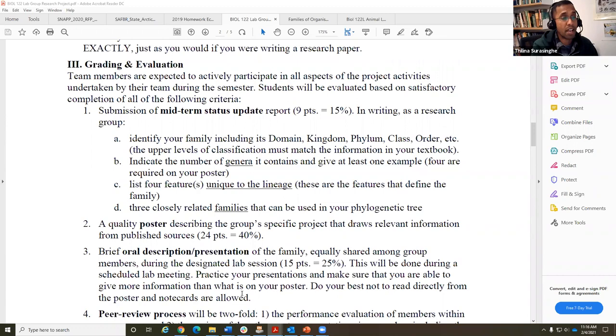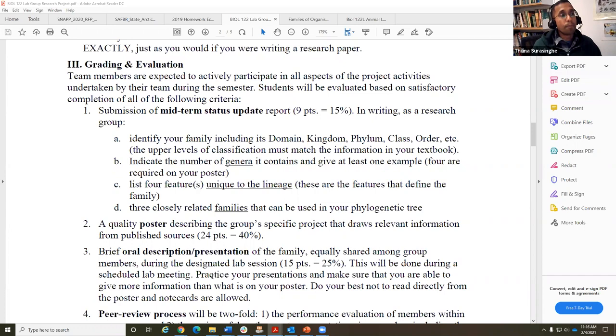There are 2 major parts. The actual presentation of the poster will happen at the end of the semester, on the last day of the lab, through Zoom, where your groups will present the poster. Like today I am presenting, you will be sharing your screens with me and presenting the poster over the screen. Unlike in previous years, you are not printing your poster. Please don't waste your money printing a poster. You are going to keep it electronically as a PDF or PowerPoint file, and present it through screen sharing, just like this.